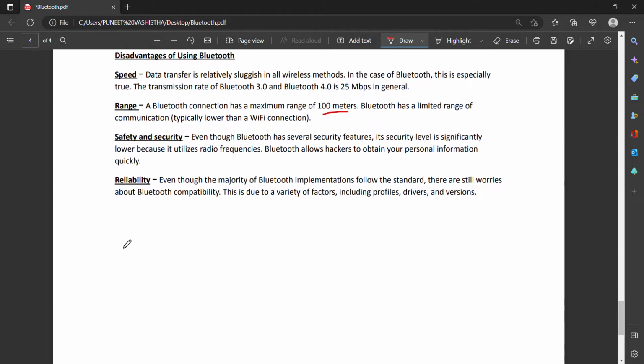So thank you so much for joining this lecture. Hope you have learned something from it. Basically, the important one is the architecture of Bluetooth. You must learn this, and the advantages and disadvantages of Bluetooth would be in the exam. So thank you so much.